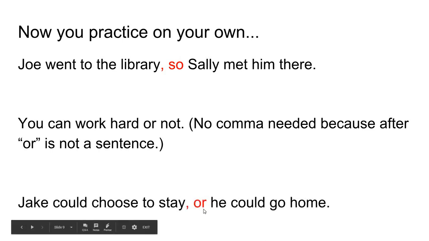Jake could choose to stay, comma, or he could go home. I circle my fanboy, I check this side, Jake could choose to stay. Jake is the subject, could choose is the verb. On this side, he could go home, he is the subject, could go is the verb. Sentence, comma, fanboy, sentence.